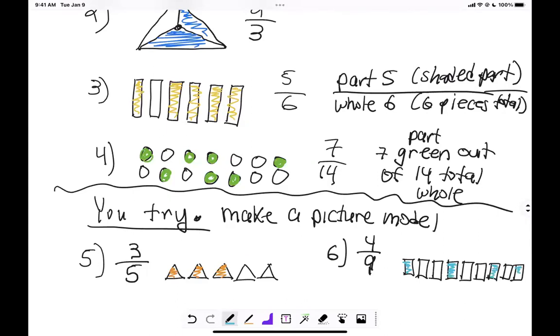You can shade in wherever you want, as long as it's just 4 of them. And that would be 4 out of 9. 1, 2, 3, 4, 5, 6. Yeah, I did 4 out of 9. So how did we do?